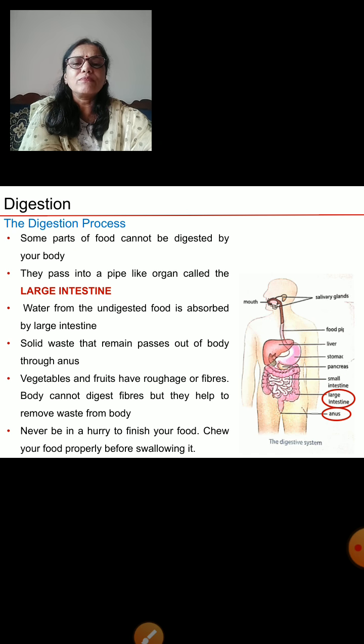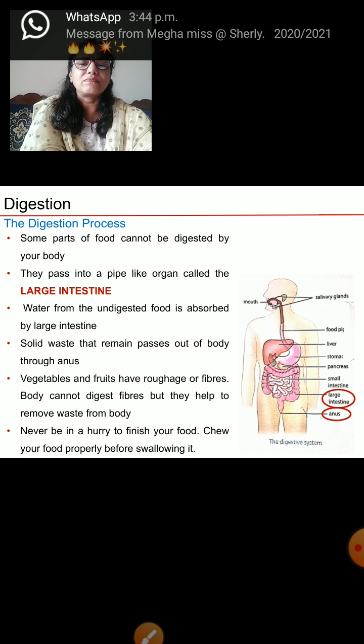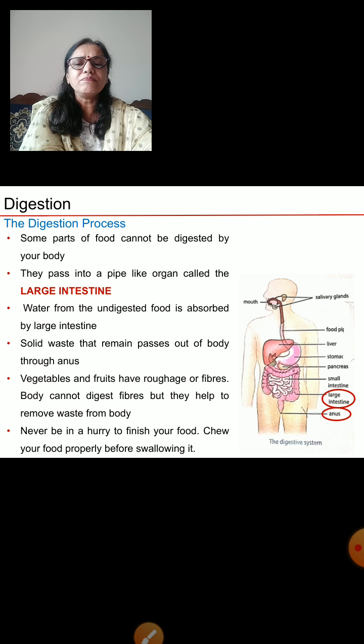Now, what about undigested food? Some parts of the food cannot be digested by your body. So they pass into a pipe-like organ called the large intestine. And the solid waste that remains passes out of the body through the anus. Whatever waste is not digested is removed from our body through the anus.